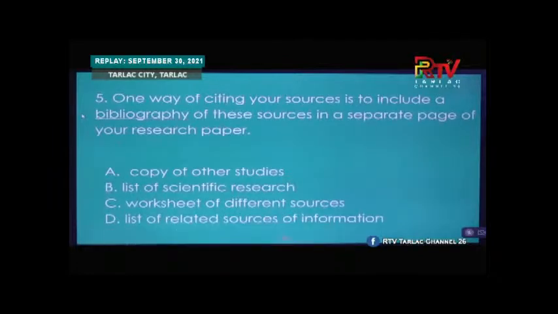Let's go to number 5. One way of citing your sources is to include a bibliography of these sources in a separate page of your research paper. The underlined word here is bibliography. Here are the choices. Letter A, copy of other studies. Letter B, list of scientific research. Letter C, worksheet of different sources. And letter D, list of related sources of information.